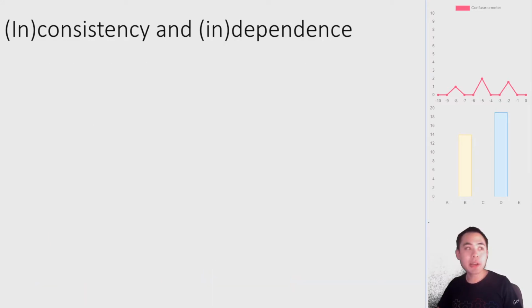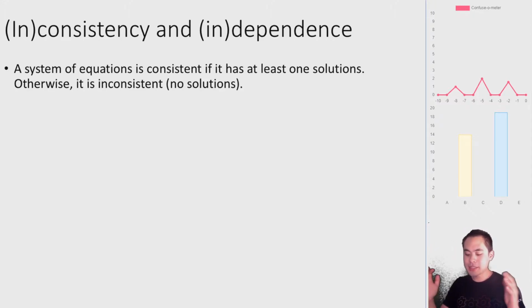So we're going to talk about things called consistency and dependency. A system of equations is consistent if it has at least one solution. Another typo. That should be one solution, not one solutions. If it's inconsistent, we'll go through this again in a moment. I'll answer your question in a moment, Sam. So if it's inconsistent, there are no solutions.